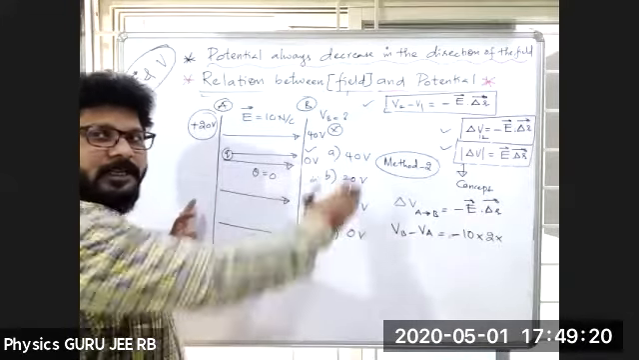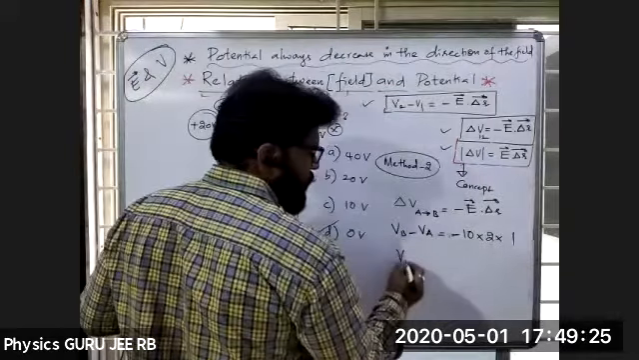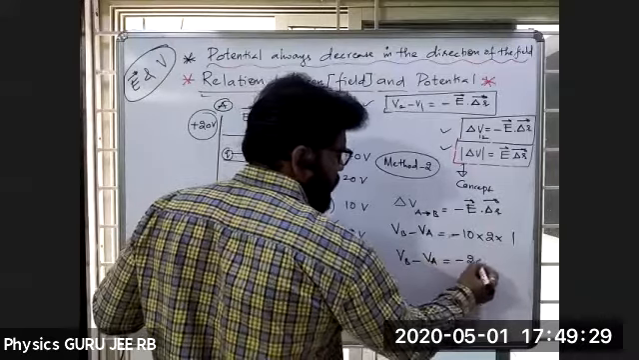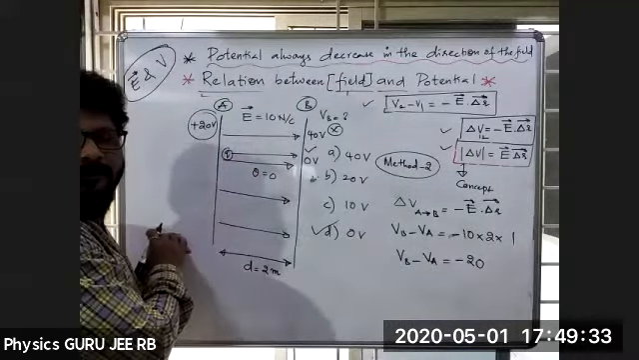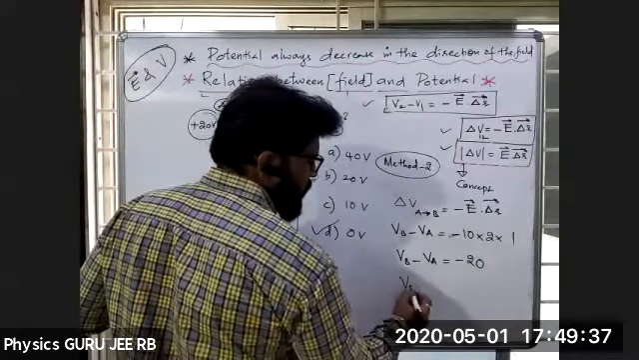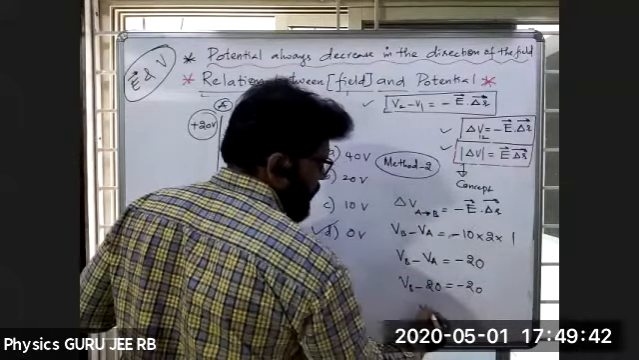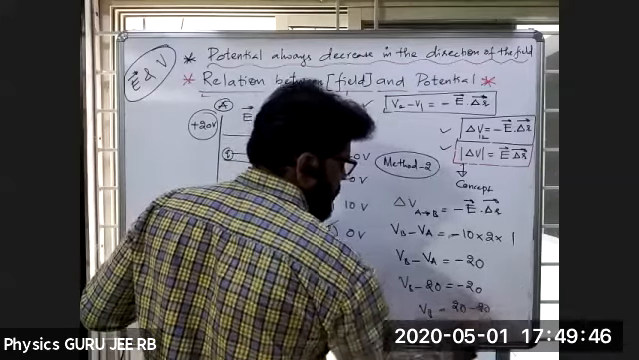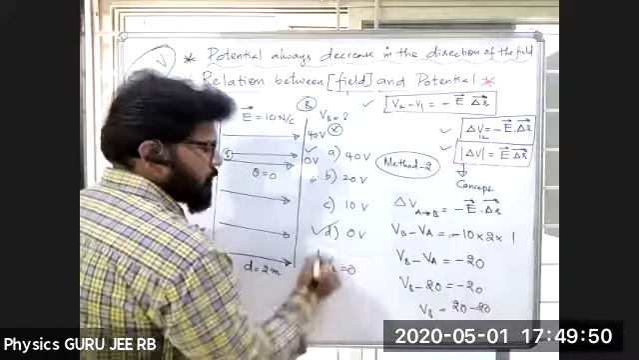So going in which direction? Straight direction. Theta is nothing but 0, which is 1. So VB minus VA equals minus 20. Already VA is there, right? VA is how much? Minus 20. So VB minus 20 equals minus 20. Take that side. VB is equal to 20 minus 20, which is VB equal to 0. VB equal to what? 0.